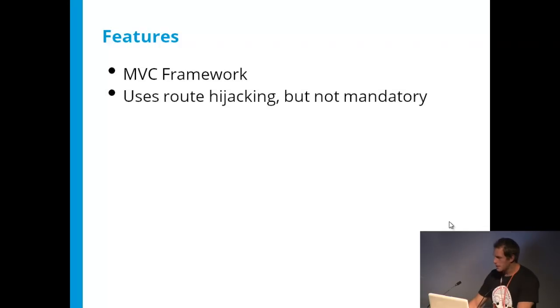So in the hybrid framework we use route hijacking, but it's not mandatory. I don't know if people used route hijacking before, but in Umbraco, if you create a new template, it's only a view, and you can do all your logic in the view. But with MVC, it's better to do that in a controller. At least that's my opinion. So that's when you can use route hijacking.